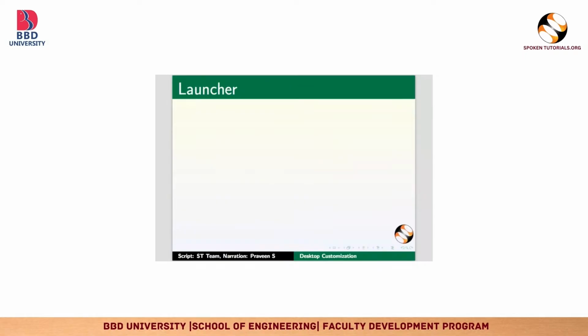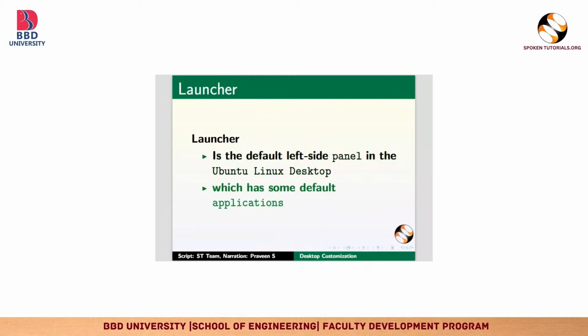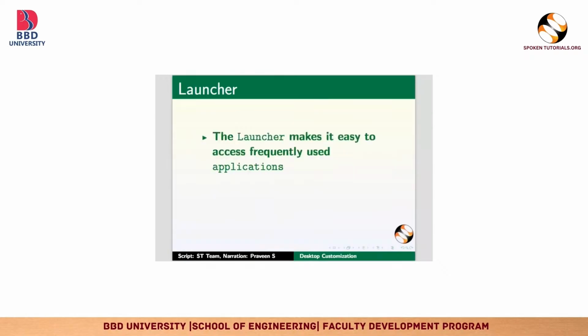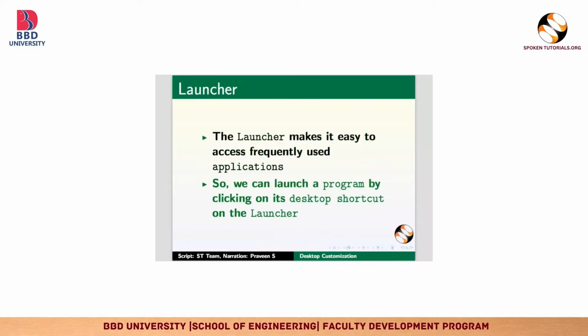Let's begin with the launcher. Launcher is the default left side panel in the Ubuntu Linux desktop, which has some default applications. The launcher makes it easy to access frequently used applications. So, we can launch a program by clicking on its desktop shortcut on the launcher.